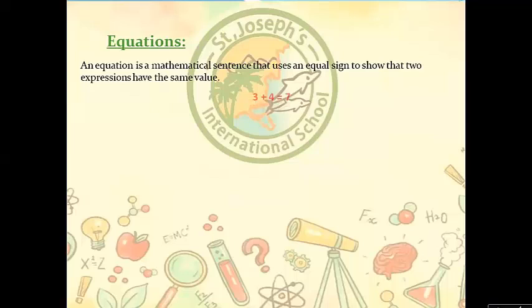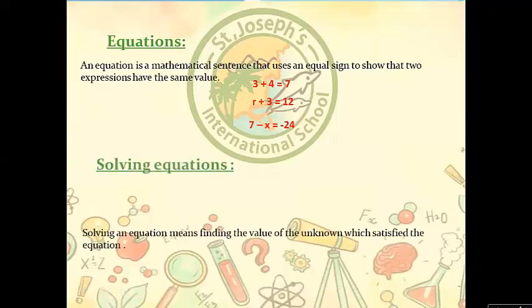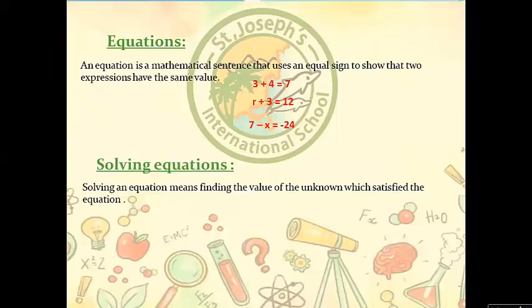For example, 3 plus 4 equals 7, r plus 3 equals 12, this is an equation, and 7 minus x equals negative 24 is also an equation. How to solve equations? Solving an equation means finding the value of the unknown which satisfies the equation.